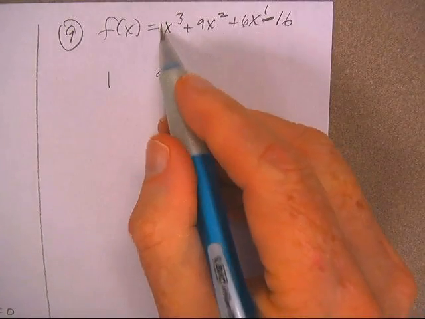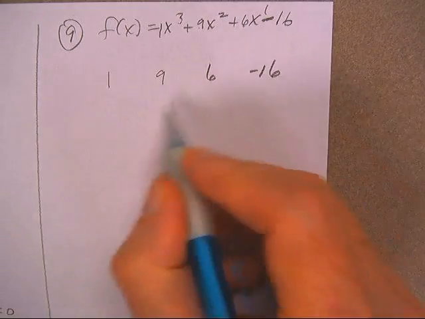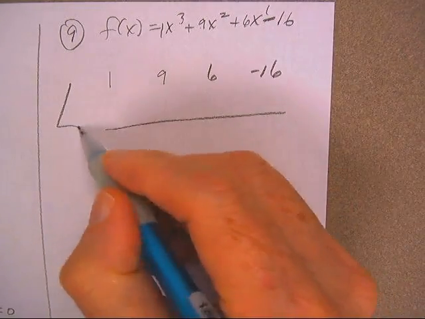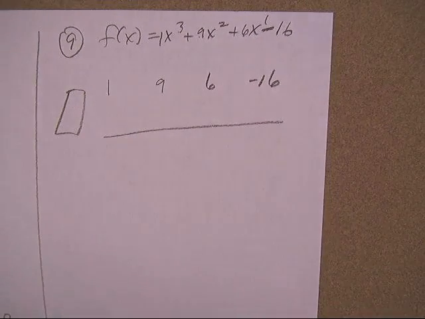Very good. So I got 1, 9, 6, negative 16. Skip a line, draw a line. And then I need a number to put in the box.